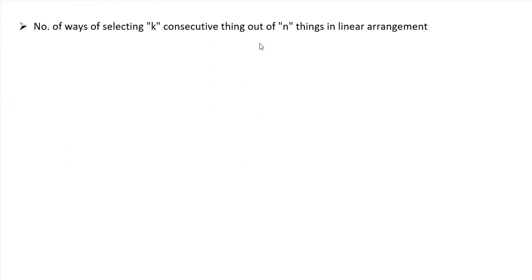Number of ways of selecting k consecutive things out of n things in a linear arrangement. Let's say there are 5 people A, B, C, D, E. Now out of these 5 people you need to select 3 people consecutively. So in how many ways can you do that?